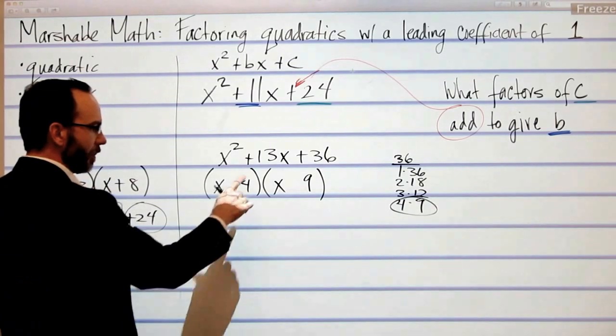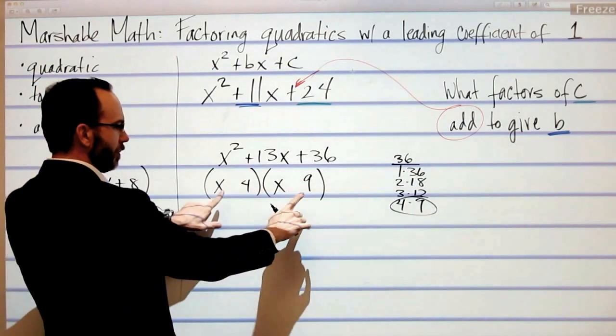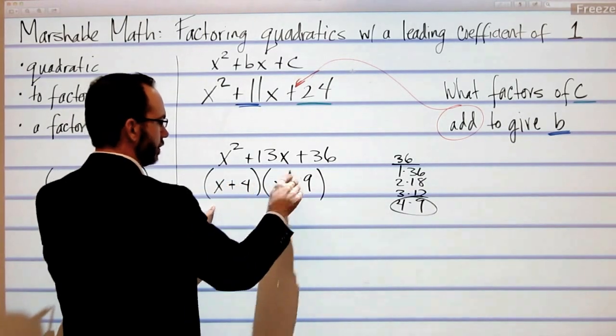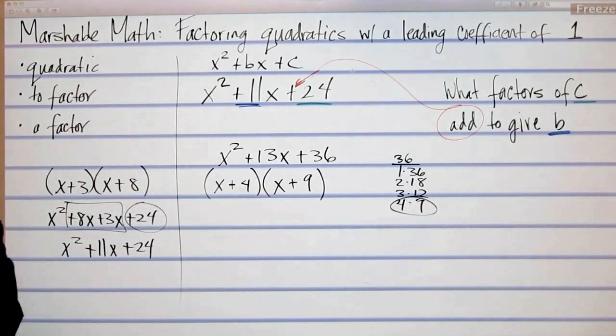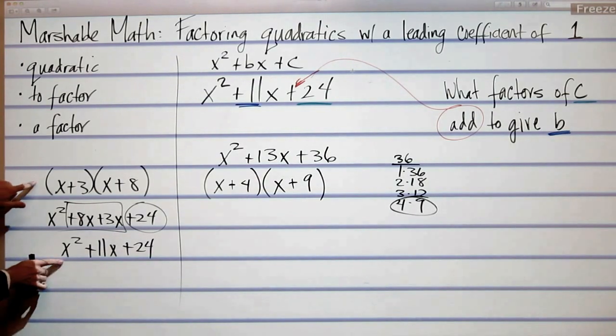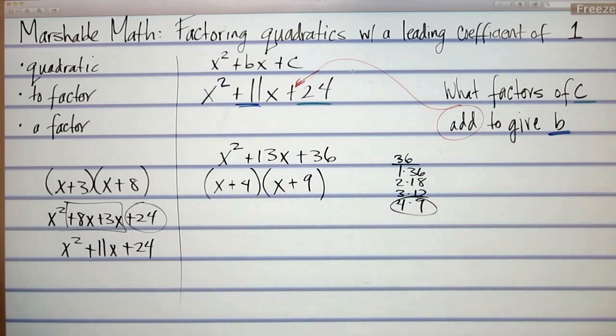And again, how do I get a positive 13? By combining these two numbers. What are the signs? They both have to be positive. Okay? Did you get that? It's fairly simple. Doesn't involve a whole lot of guessing and checking. What you're doing is you're being thoughtful and you're working back through the process that you learned when you went forwards with this method. We're just simply taking the process and going backwards to find our factors.